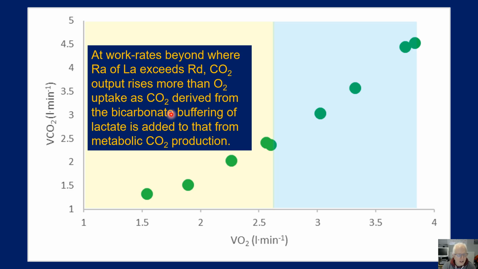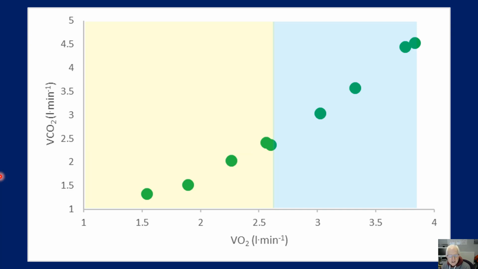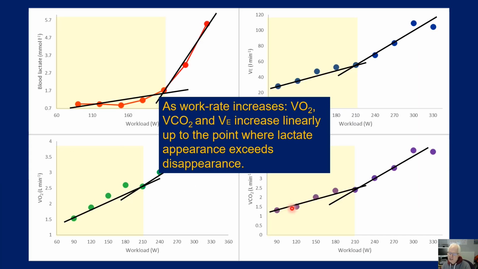So at that point, where the rate of appearance of lactate exceeds the rate of disappearance, CO2 output rises more than O2 uptake. And that is why, again, go back, we suddenly lose the linearity in the CO2. VO2 is rising in a linear-like fashion in proportion to exercise intensity.